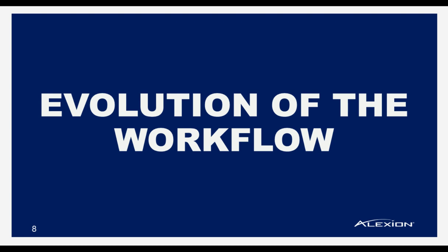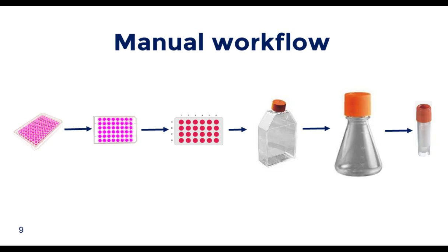Let's look at how a manual workflow evolves into the workflow on an automated liquid handling platform. This workflow starts with 96 well plates. Scale-up proceeds through various multi-well plates, perhaps 48 well and 24 well, as seen here. Clones are then transferred to T25 flasks, and ultimately they are banked.